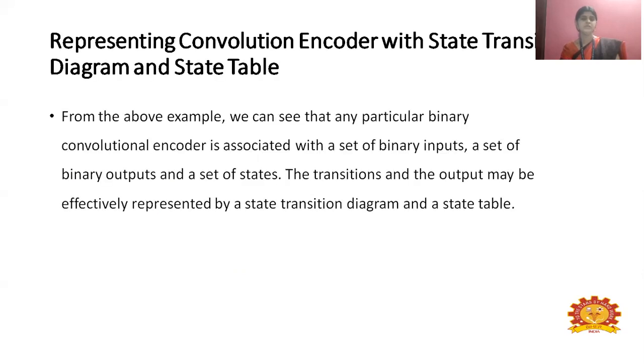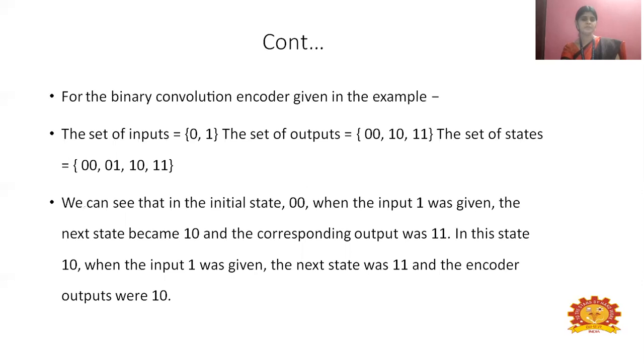So now, representing this convolutional encoder in the state diagram. We are going to represent the state diagram for this convolutional encoder. If you see the above example, any particular binary convolutional encoder is associated with a set of binary inputs, a set of binary outputs and a set of states. So the transitions and the output may be effectively represented using the state transition diagram and the state table.